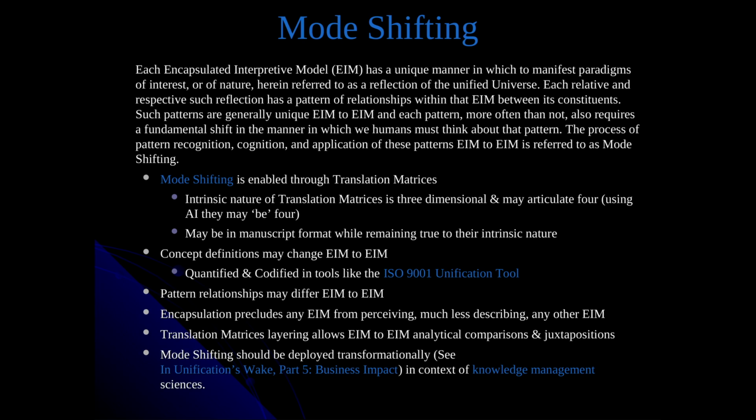Okay, we're 26 charts into this presentation, and we're only now getting to the point where we can really get to the heart of the matter and begin to talk about actually mode shifting paradigms of interest, model EIM to EIM. And it's enabled through translation matrices. You know that the intrinsic nature of translation matrices is three-dimensional. There's a 2D articulation layer at the top that describes the basic manifestation of a given paradigm within that EIM, and whichever EIMs you pick, and then it goes down through the analytic stack.